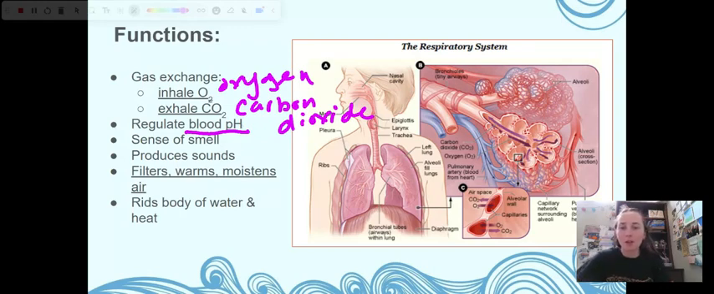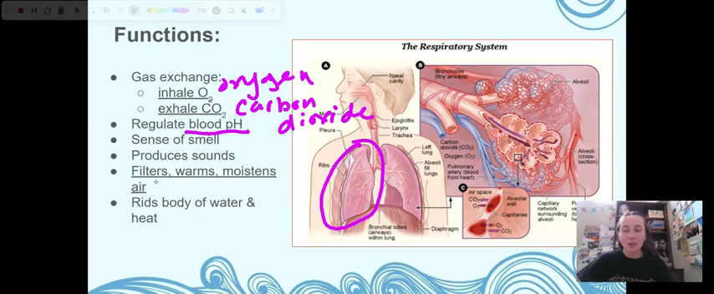The respiratory system also helps with our sense of smell, which leads into how we taste things too. It produces sounds, that's why we can sing and talk to each other. It also filters, warms, and moistens air. Our lungs are very fragile, right? So, these things right here are really fragile.